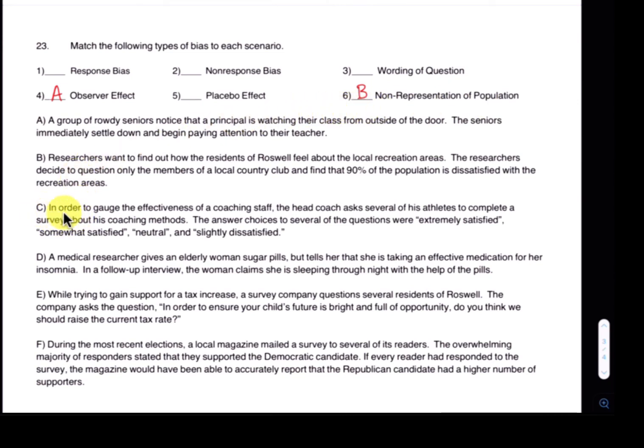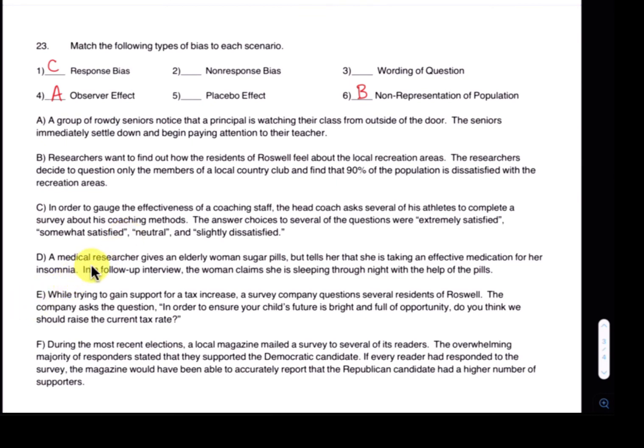Right? C. In order to gauge the effectiveness of a coaching staff, the head coach asked several of his athletes to complete a survey about his coaching methods. The answer choices to several of the questions were extremely satisfied, somewhat satisfied, neutral, and slightly dissatisfied. And that is definitely response bias. First of all, the responses were controlled, and you notice that there's no response that says extremely dissatisfied. So there is a response bias there.